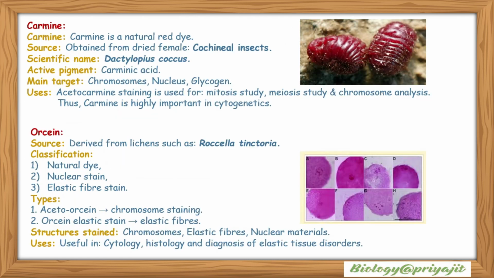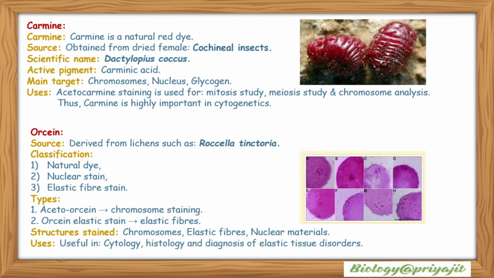Carmine. Carmine is a natural red dye obtained from dried female cochineal insects, the scientific name of which is Dactylopius coccus, the active component of which is carminic acid. Its main target is chromosome, nucleus and glycogen. Acetocarmine staining is used for mitosis study, meiosis study and chromosome analysis. Thus carmine is highly important in cytogenetics.